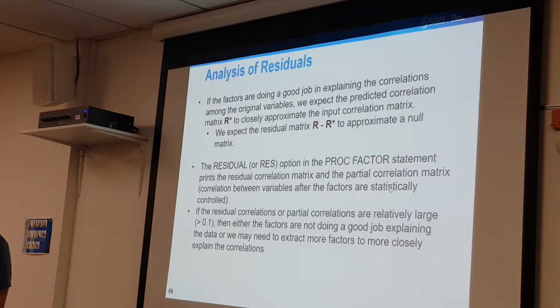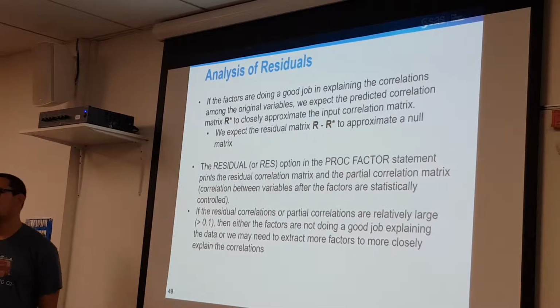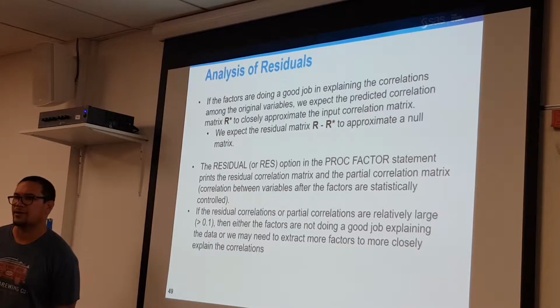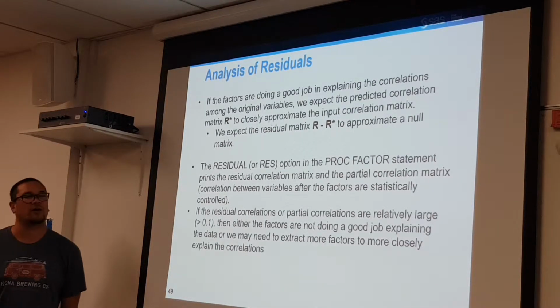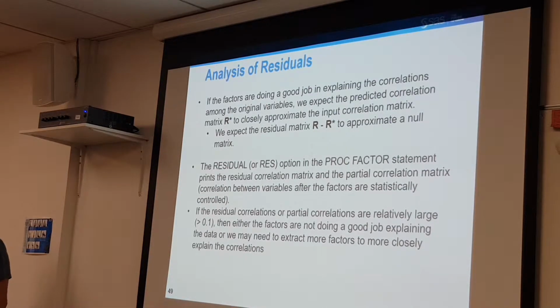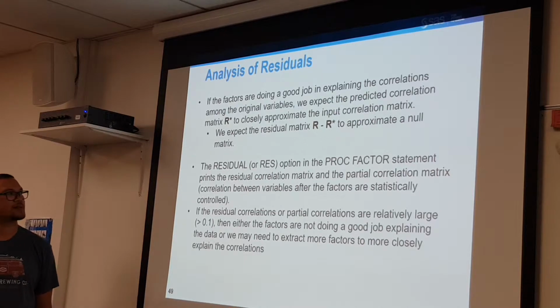If the factors are doing a good job of explaining the correlations, you expect the predicted correlation matrix, R star, to approximate the input correlation matrix. So we would expect the residual matrix, which is the difference between these two, to be close to 0. And we can use this in the proc factor statement and examine that.